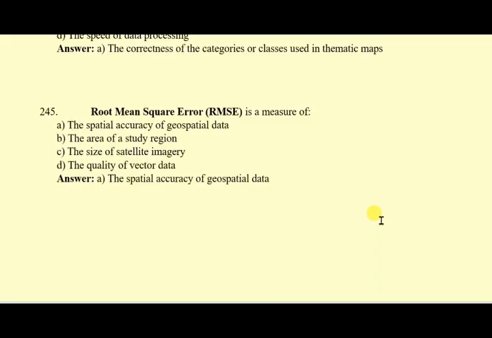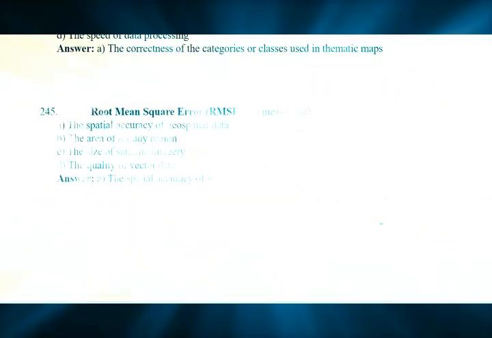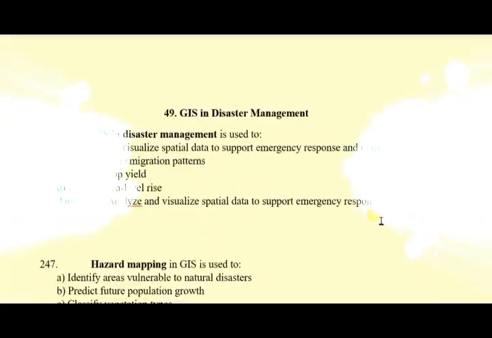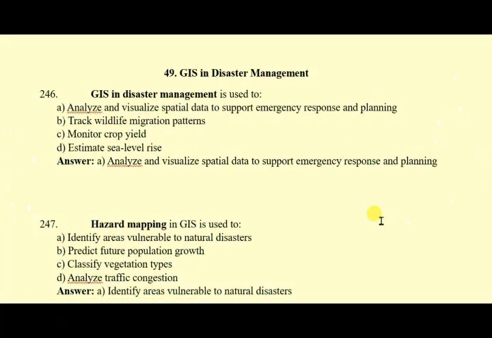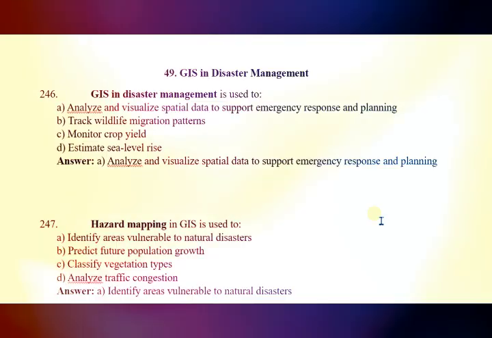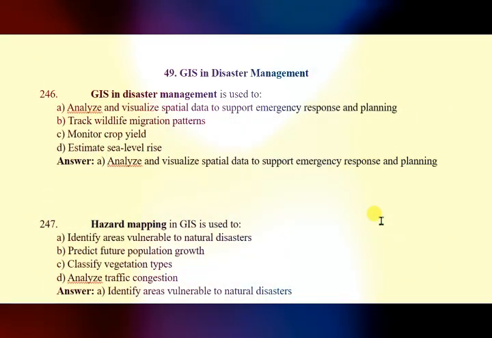Question 245. Root mean square error, RMSE, is a measure of the spatial accuracy of geospatial data, the area of a study region, the size of satellite imagery, the quality of vector data. Here the correct answer will be the spatial accuracy of geospatial data. Root mean square error. Category 49. GIS in disaster management. Question 246.